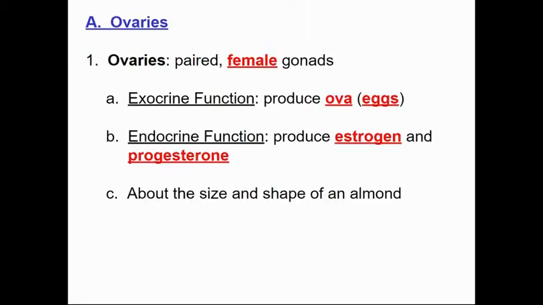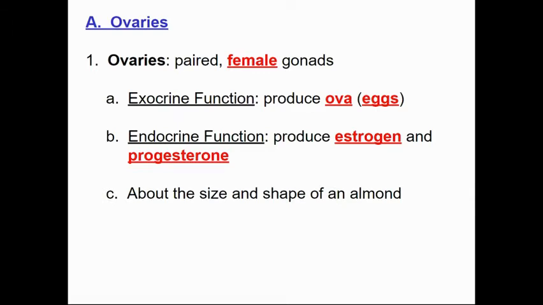So jumping right in, the first thing that we're going to talk about are the ovaries. Those are the female gonads. Just like the male testes, they have an exocrine and an endocrine function. The exocrine function is going to be the production of the ova, or the eggs, and we're going to get back to that in a moment.